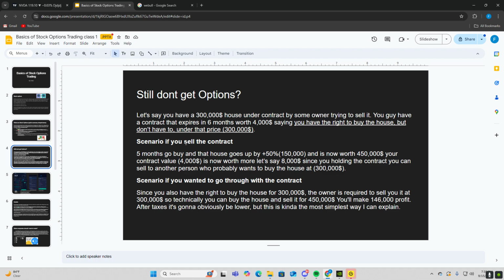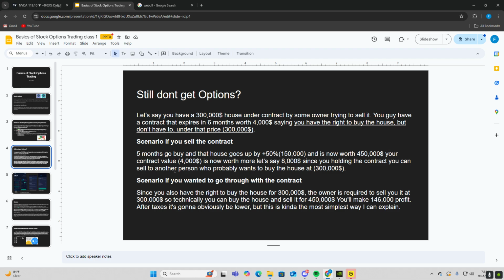All right. And then we have two scenarios. Scenario one is if you sell the contract. This is what we actually do. We sell the contracts in the stock market. So 5 months go by and the house goes up by 50%. And 50% of 300,000 is 150,000. So now that house is worth 450,000.